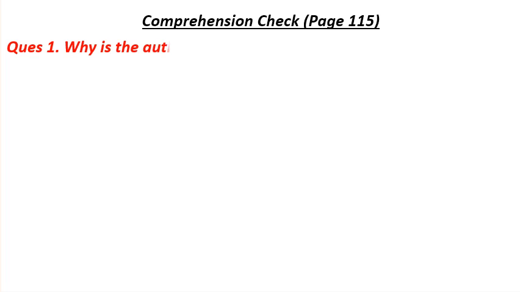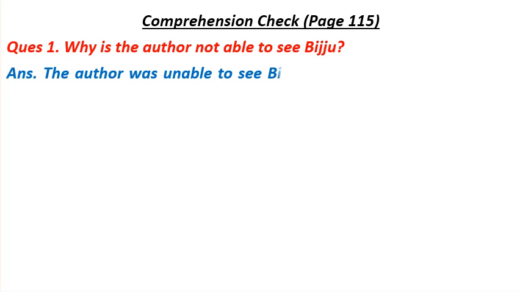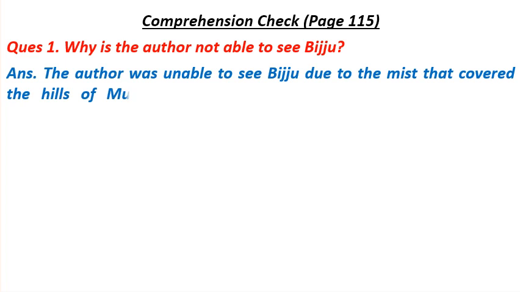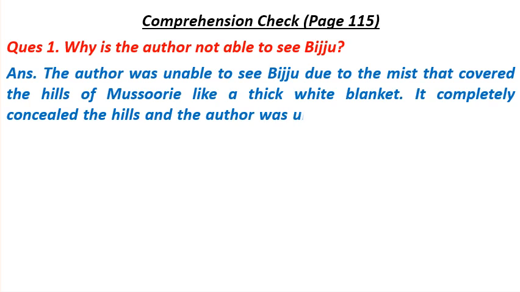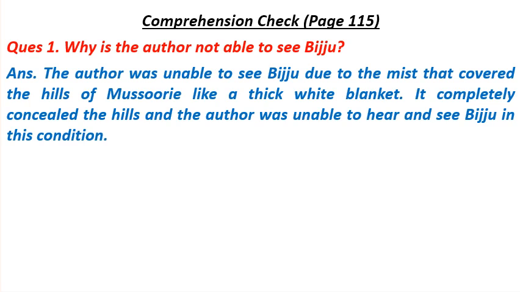Now let us discuss question answers of comprehension check which is on page number 115. Question number 1 is, why is the author not able to see Biju? The answer of the question is, the author was unable to see Biju due to the mist that covered the hills of Mussoorie. Like a thick white blanket, it completely concealed the hills and the author was unable to hear and see Biju in this condition.